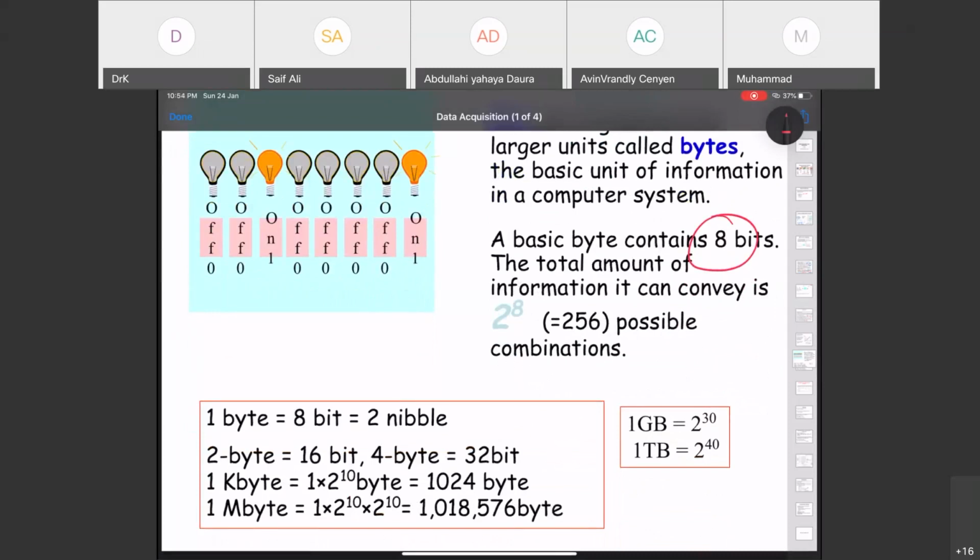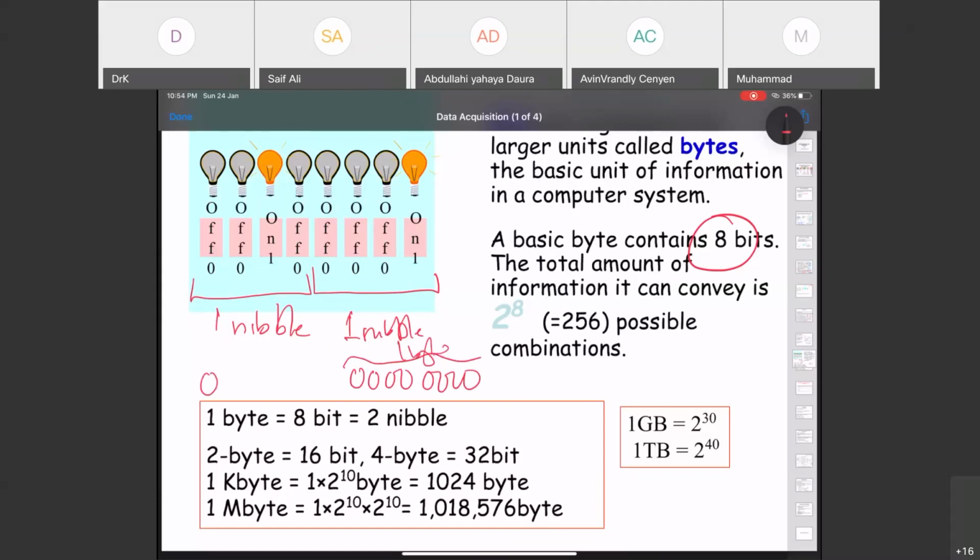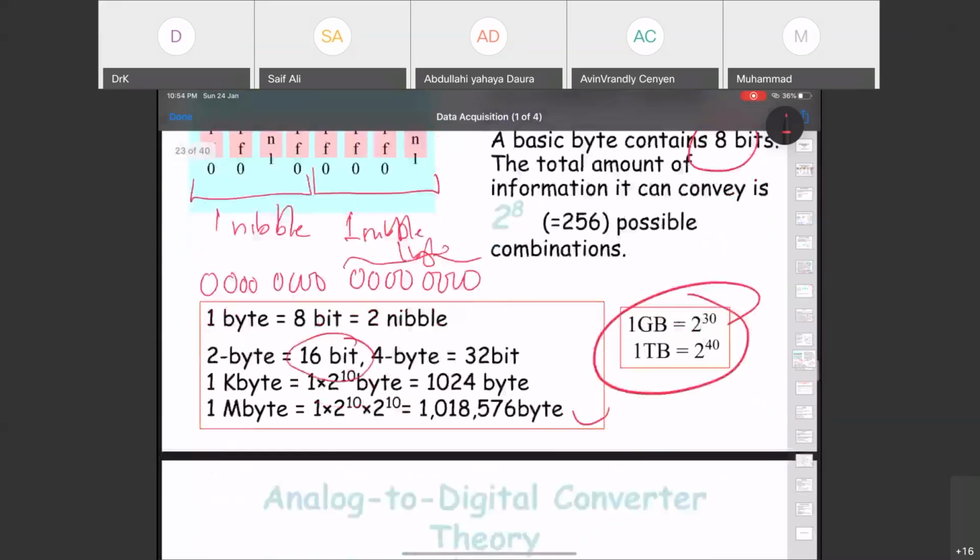So here is some kind of definition and conversion. 1 byte is equal to 8 bits, equal to 2 nibbles. This is 1, 2, 3, 4, this is 1 nibble, and this is another nibble. So 2 bytes is 16 bits. Here you have 1 byte, 8 bits, 1, 2, 3, 4, 1, 2, 3, 4. If you have 2 bytes, you will have 16 bits. This is the very basic conversion.